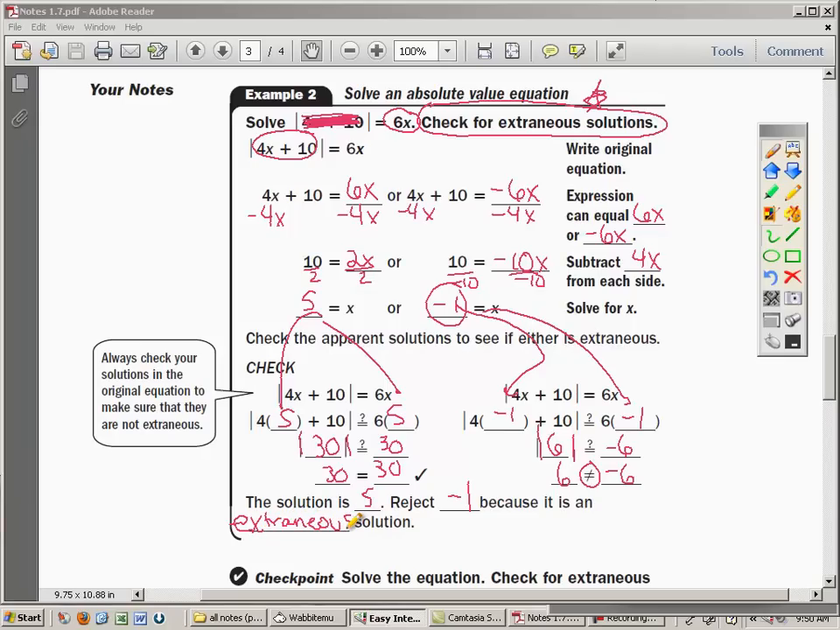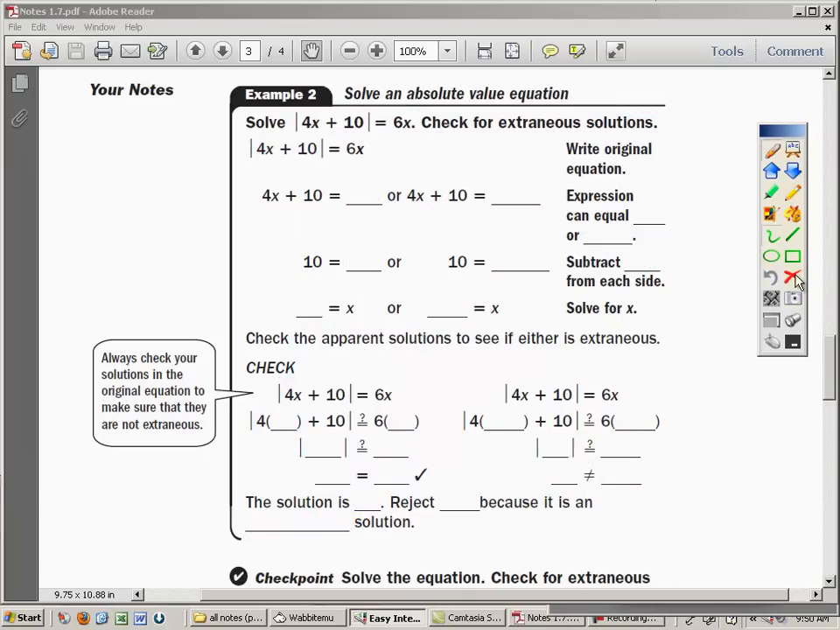We did all the right math. We just got a solution that doesn't make sense when we go back and check it. All right, so again, pause your video, try the next example, come on back and check your solution.